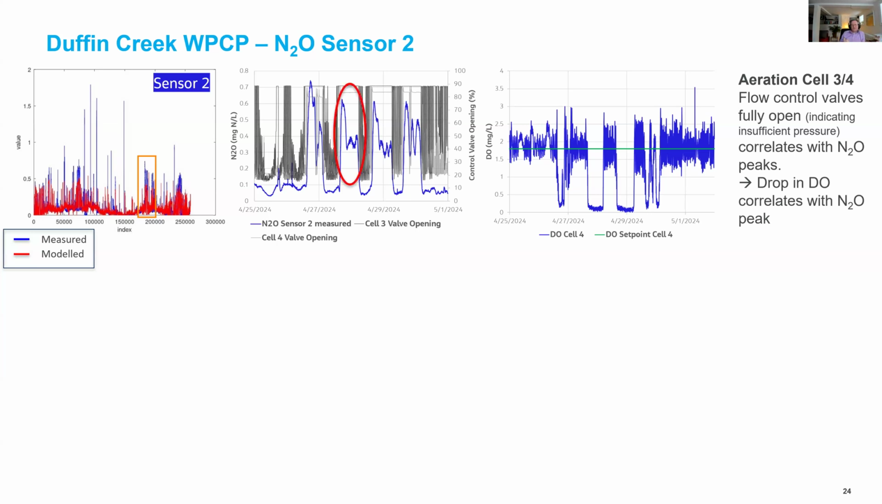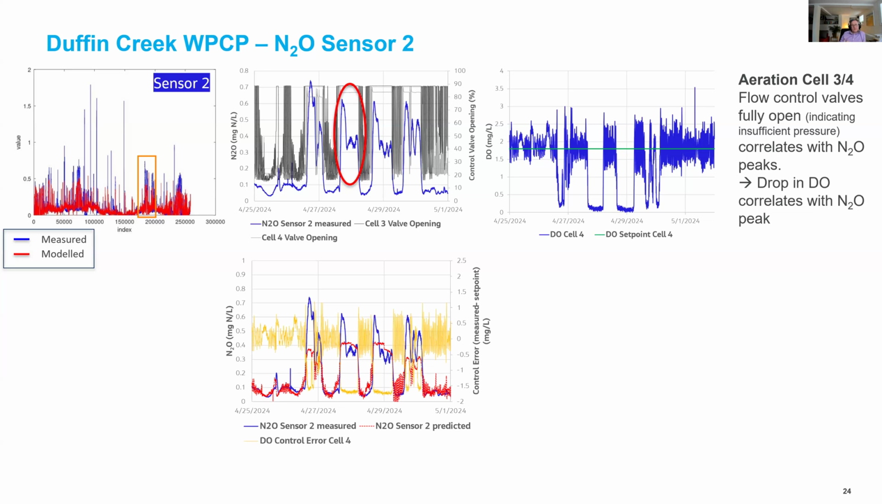What I personally find really amazing is how the shape of that N2O peak looks. If I compare the measured N2O in blue with the predicted in red, and then I show the DO control error, I think it's pretty amazing how well the model tracks N2O during low periods, but then it immediately reacts to the peaks as well, right? So what does that tell us?